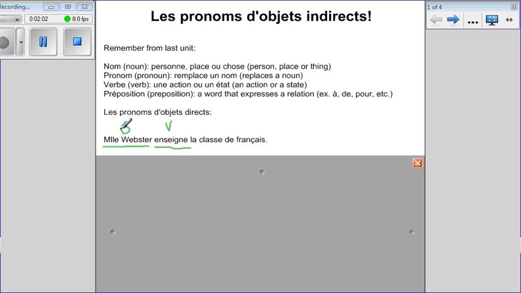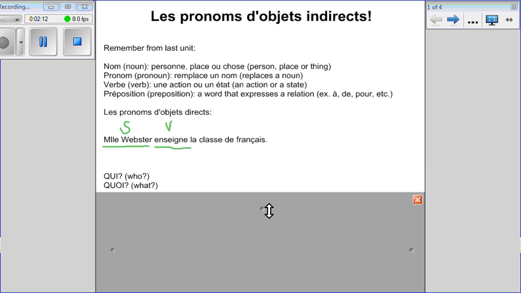Awesome. Now, to determine what the direct object, or l'objet direct, is, you want to ask yourself two questions. You want to ask yourself qui and quoi. So qui is who and quoi is what. You take the subject and the verb, these two that you've already figured out, and you ask yourself these two questions. Mademoiselle Webster enseigne qui, or Mademoiselle Webster enseigne quoi. If you can answer one of these two questions properly with this part of the sentence, that means that you have an objet direct.